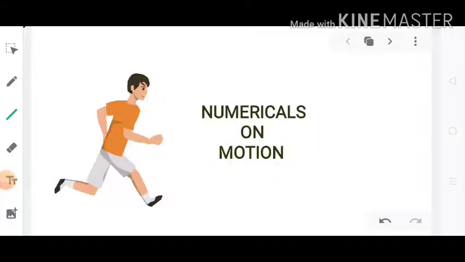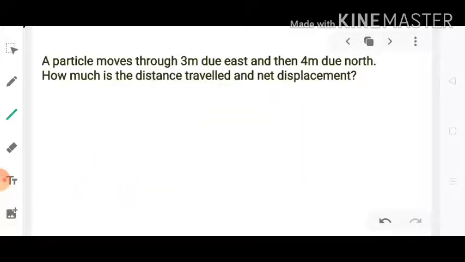Good morning, students. Today we will be solving some numerical questions from the formula that we discussed in the lesson motion. We have discussed several terms that are used for describing motion: distance, displacement, speed, velocity, acceleration. Thereafter we discussed graphs. We obtained the equations of motion. So using these we will be solving some numericals. So let's begin with the first.